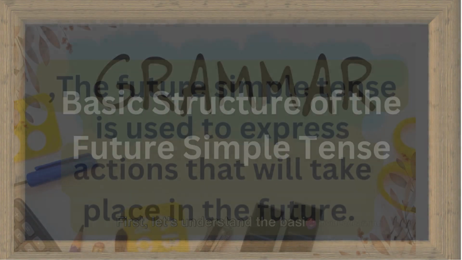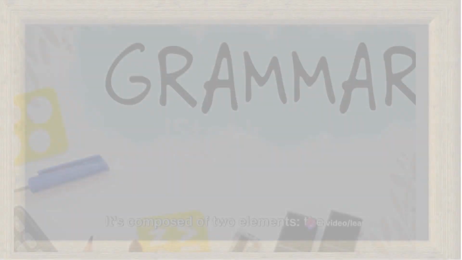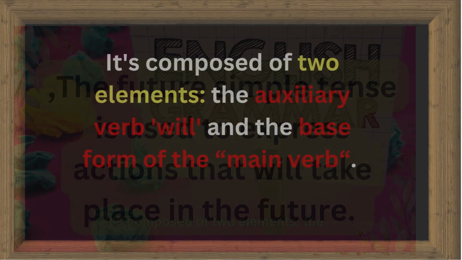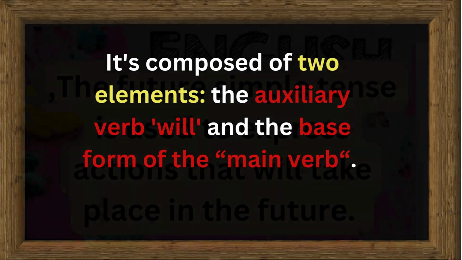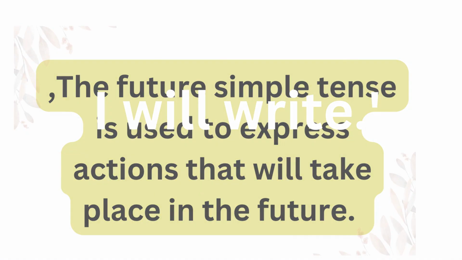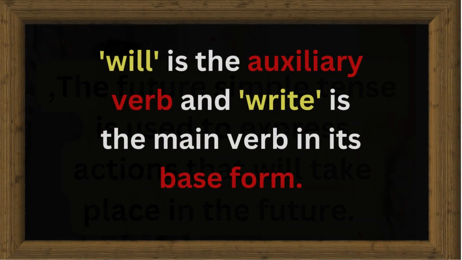First, let's understand the basic structure of the future simple tense. It's composed of two elements, the auxiliary verb will and the base form of the main verb. For example, I will write. Here, will is the auxiliary verb and write is the main verb in its base form.